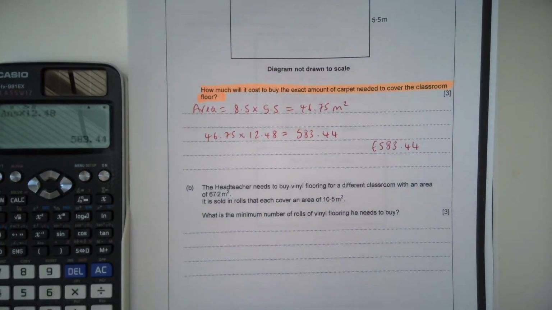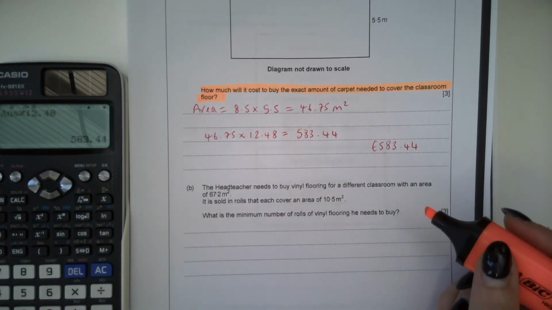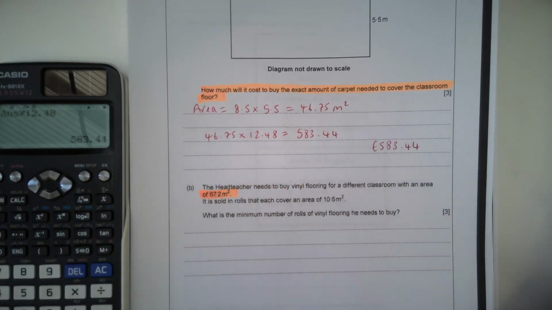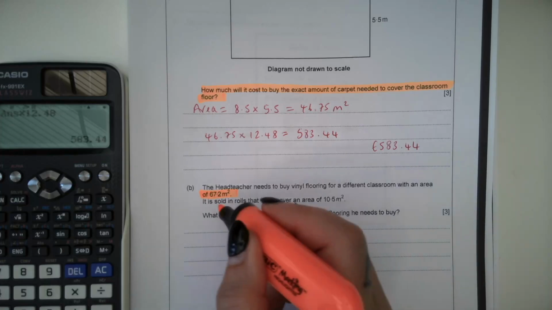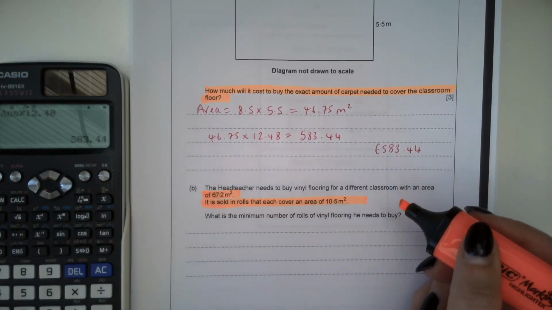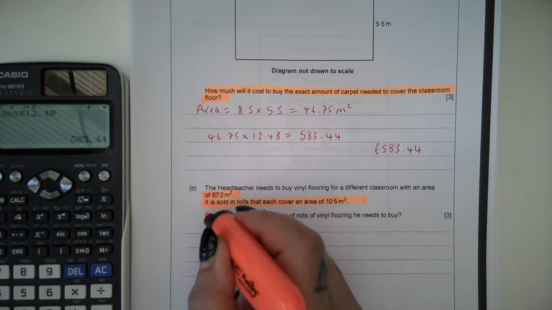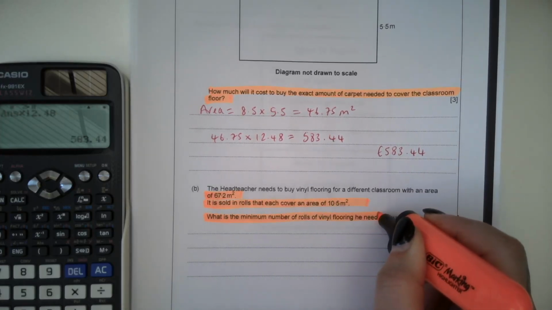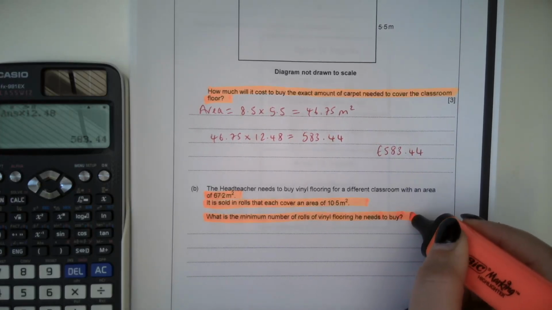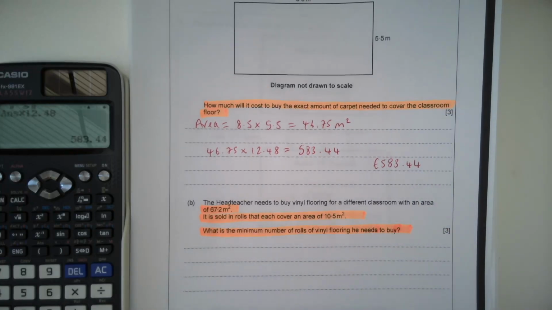Part B. The head teacher needs to buy vinyl flooring for a different classroom with an area of 67.2 metres squared. It's sold in rolls that each cover an area of 10.5 metres squared. What is the minimum number of rolls of flooring he needs to buy?